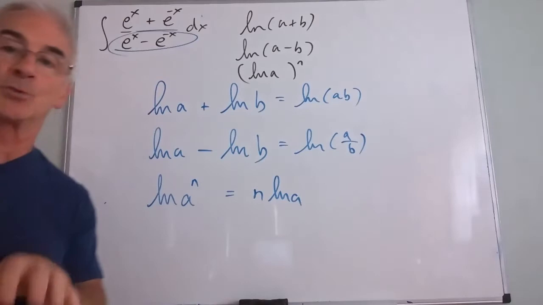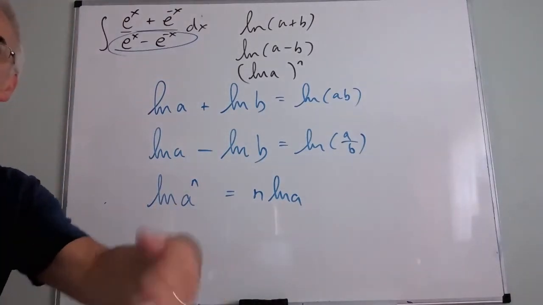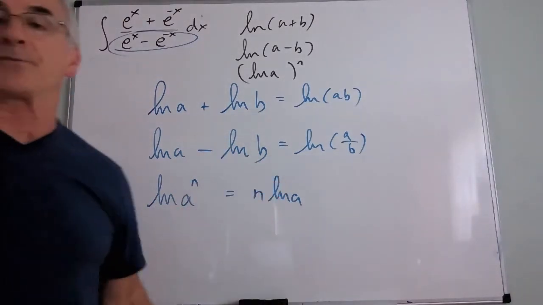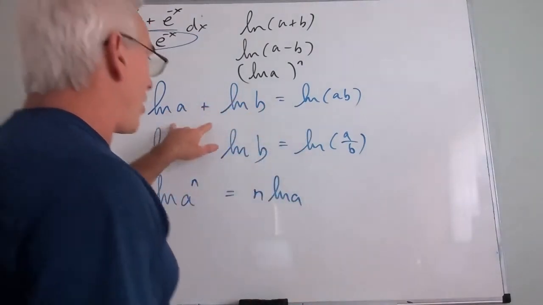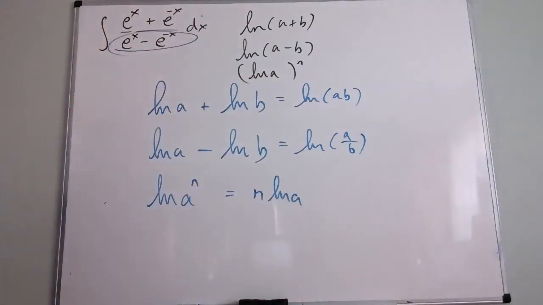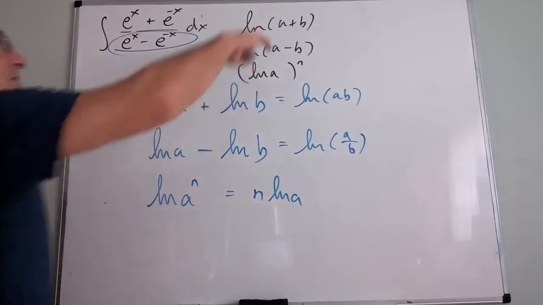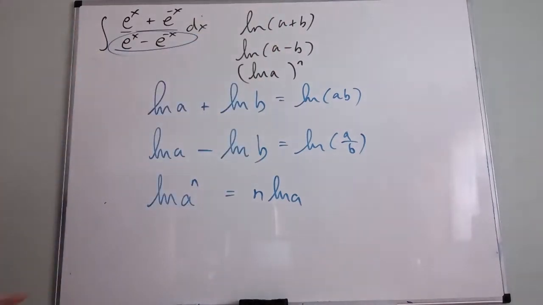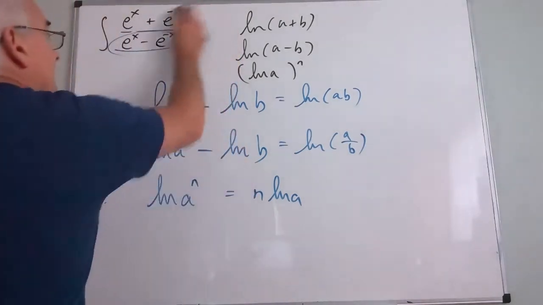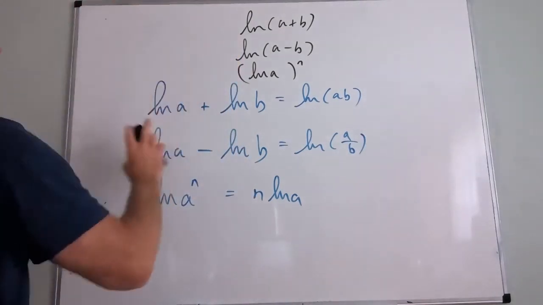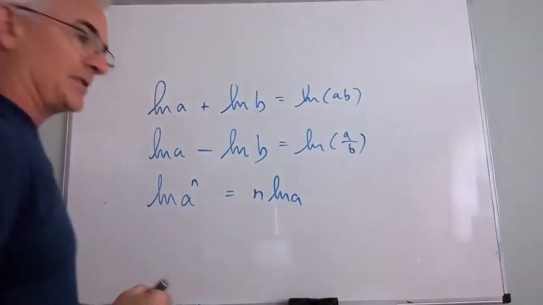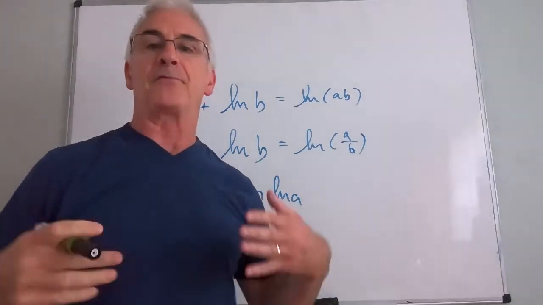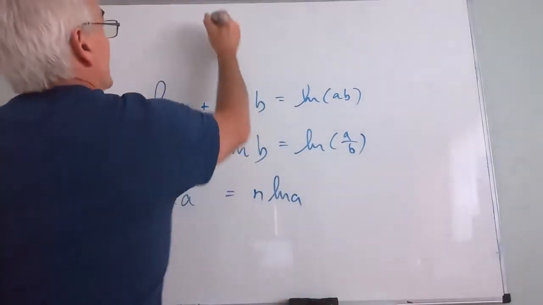So in our situation where we had log of e to the x plus e to the negative x, I can't go any further. The log of a sum is not anything. It's the sum of the logs that's the log of the product. So these three, if I have them, I'm done. Those would be my answers. But that's a very good question, because that is the one place where people get confused.